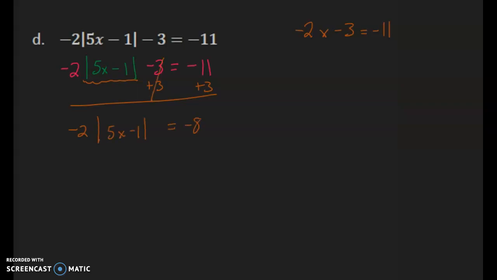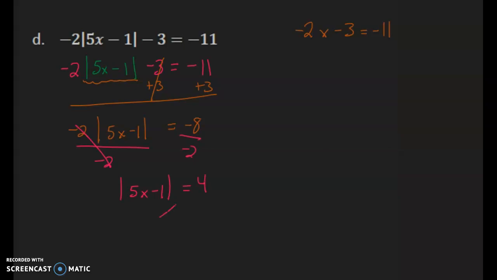equals negative 8. Now, don't just say that this is no solution because it equals a negative. You cannot make that determination until the absolute value is all by itself. So now we're going to move the negative 2. It's negative 2 times the absolute value. So the inverse of multiplying would be division. So I'm going to divide both sides by negative 2. So now I have the absolute value of 5x minus 1 equals 4.